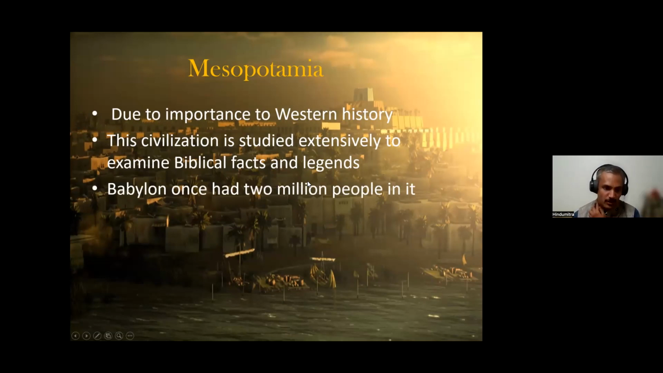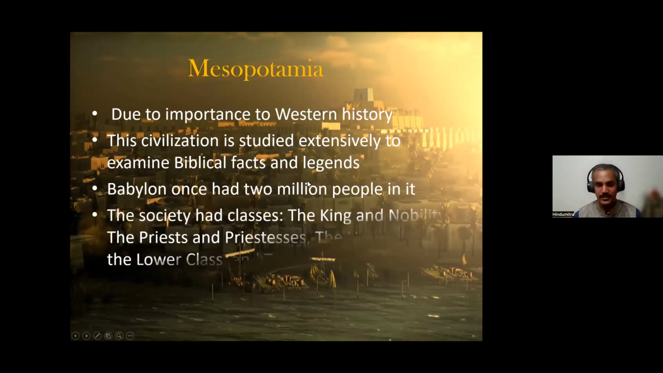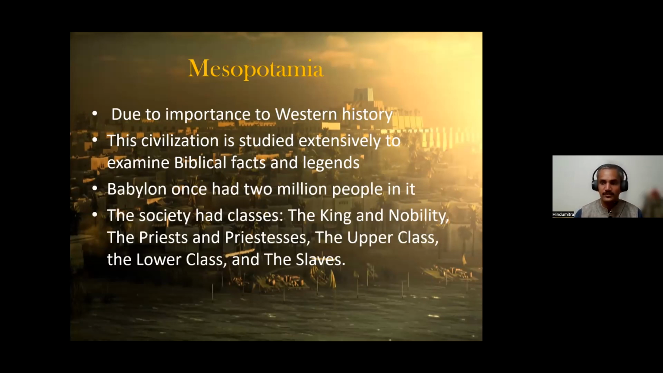And Babylon once had 2 million people in it at the peak of its civilization. And if you look at the society, we can clearly see a class system existed. That means the kings and nobility were one group, then priests and priestesses, upper class, lower class, and slaves. So slaves were part of Mesopotamian culture.